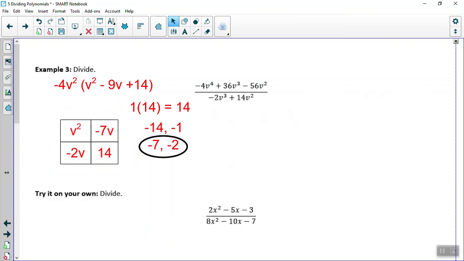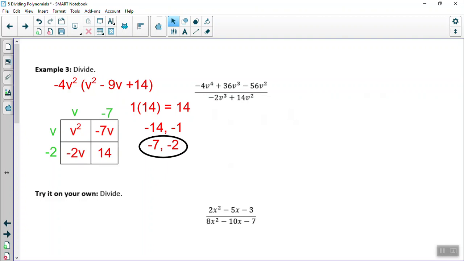So when I look at this first horizontal row, I'm pulling out a v. When I look at my second row, I can pull out that negative 2. When I look at my first column, I can pull out a v. And when I look at my second column, I can pull out a negative 7. All right, so now I've factored the top trinomial.